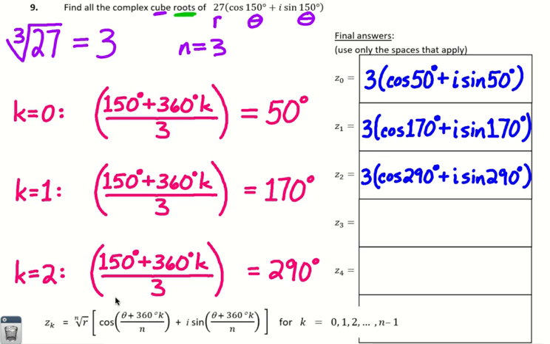So this answer for each root is always going to be 3 out in front, 3, 3, 3, okay? But this is going to change, and so when k equals 0, then this whole thing was 50, so 50 and 50. And then when k equaled 1, then this and this were both going to equal 170, and then 290.